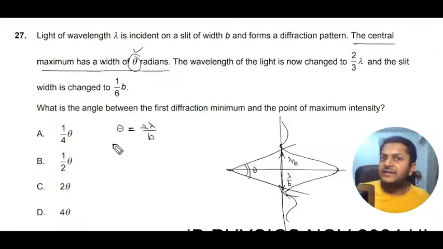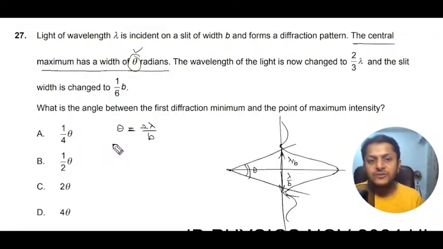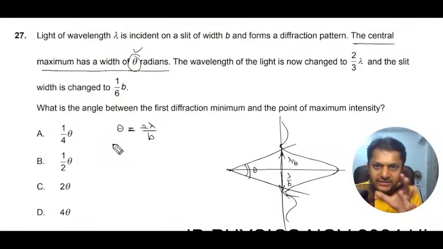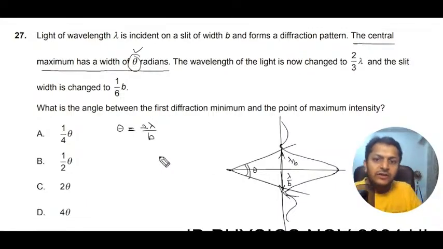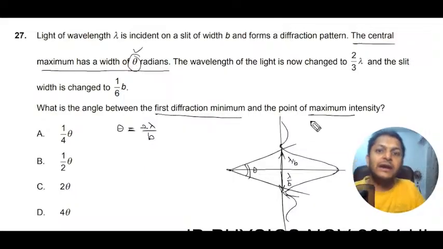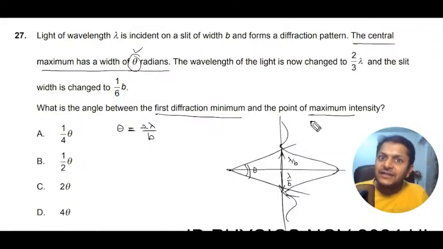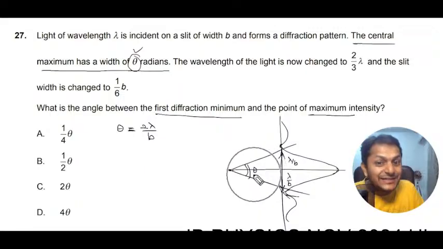Now it might be the case that students might have taken theta is equal to lambda by b, because that is how we remember. So that is why I say this is the tricky statement here. The wavelength of the light is now changed to this. Now the wavelength is different. The slit width is different. The angle between the first minima and the maxima. So in the second case, he is not referring to this theta.